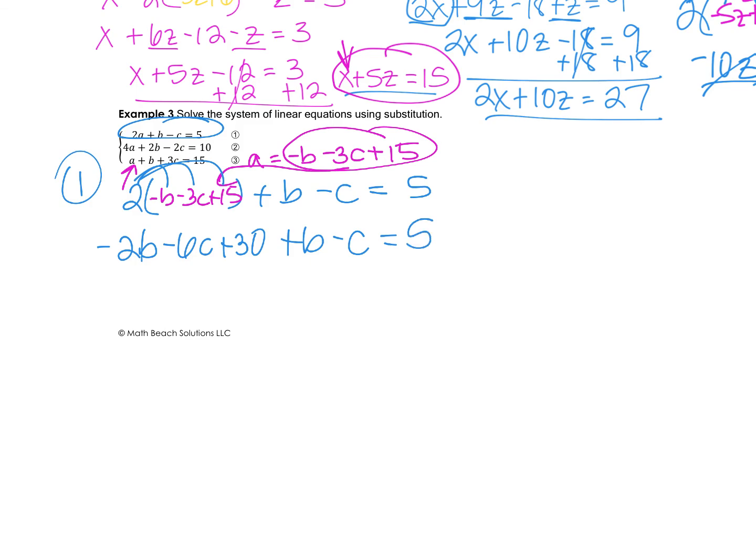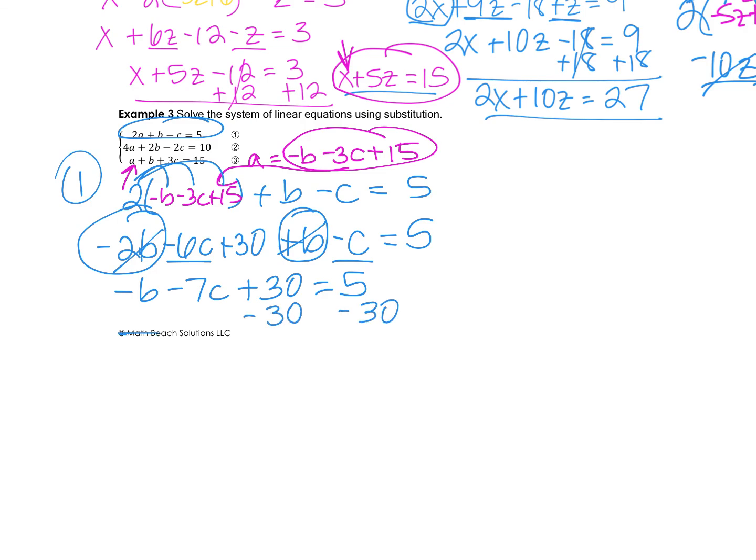Combine your like terms. So I have B's that I can combine. Always pay attention to the sign in front. That's a negative B. And then I have a negative 6C minus C, which is a negative 7C. And then notice we have a constant. Remember, we want to move all of our constants, which is just the numbers, to the other side. So subtract 30. You get negative B minus 7C equals negative 25.